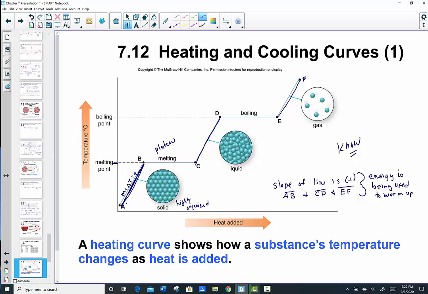So if this is representing water, I can add energy to warm up the solid ice until I reach a plateau. Now notice that at plateaus, where I have no slope of the line, it's just a flat line, I'll call that a plateau. This is where we have phase changes occurring. It's a flat line, as in line segment BC. Line segment BC is a flat line. Line segment DE is a flat line. All of the energy being put into the system now is being used to change phase.